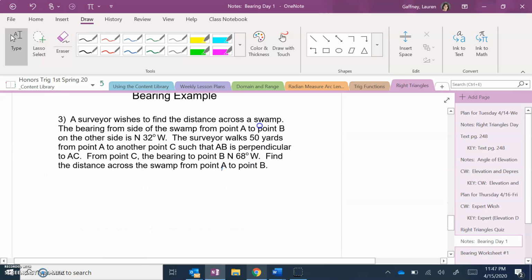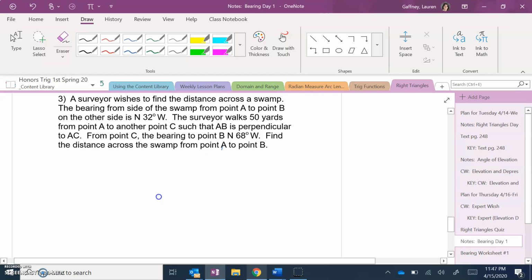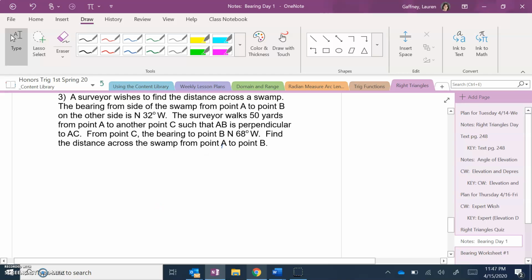Okay, let's look at one more. A surveyor wishes to find the distance across a swamp. The bearing from point A on one side of the swamp to point B on the other side is 32 degrees west of north. The surveyor walks 50 yards from point A to another point C.